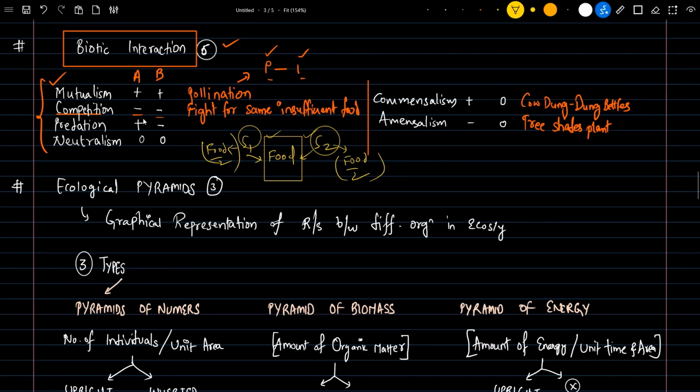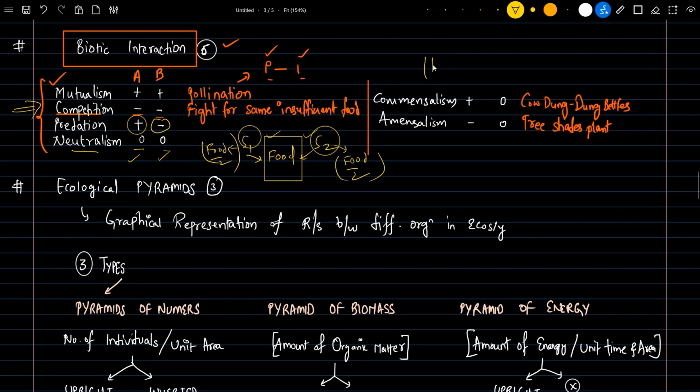Next, predation. One gets benefited and the other will be eliminated. So it is negative for the other. Simply, a tiger hunting a deer. Tiger is plus, deer is minus. Next, neutralism. As the word itself suggests, it is zero zero. There will be no positive and no negative. So these are the four things which everyone can understand simply.